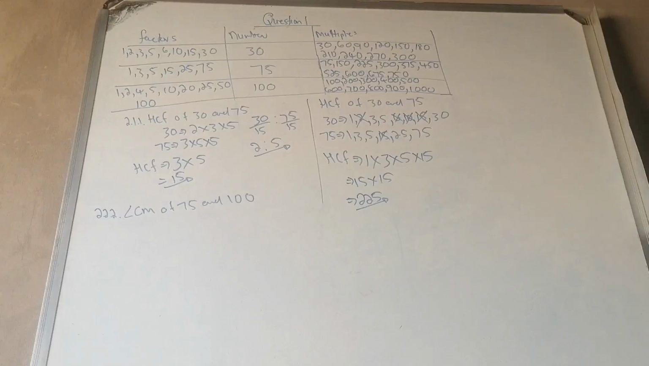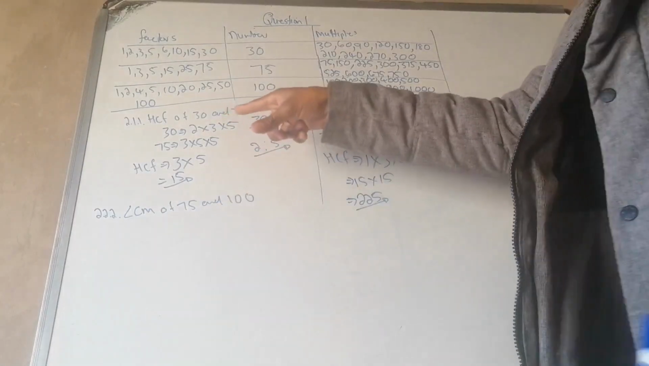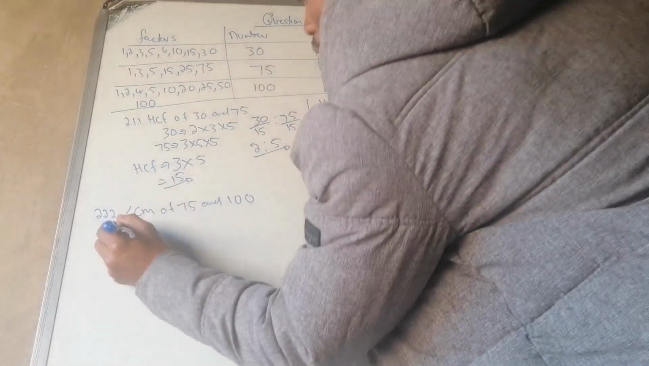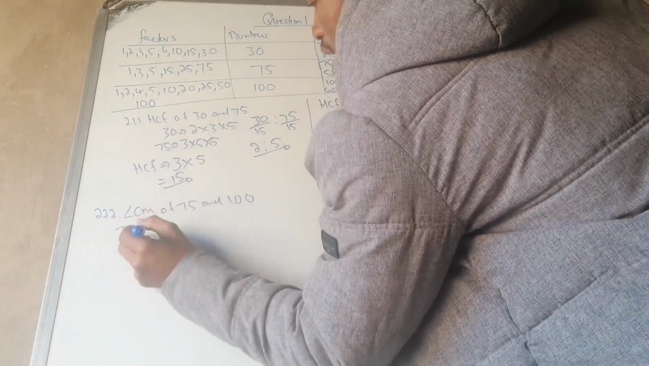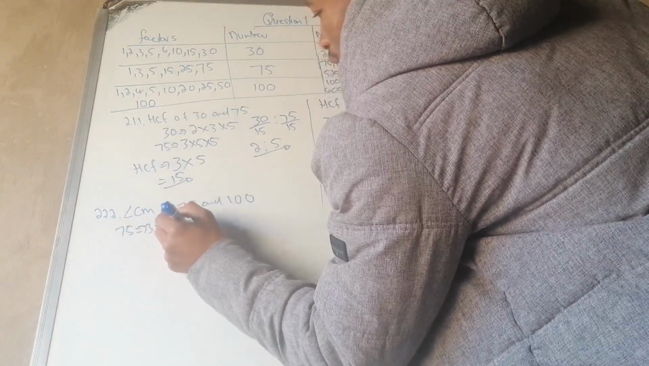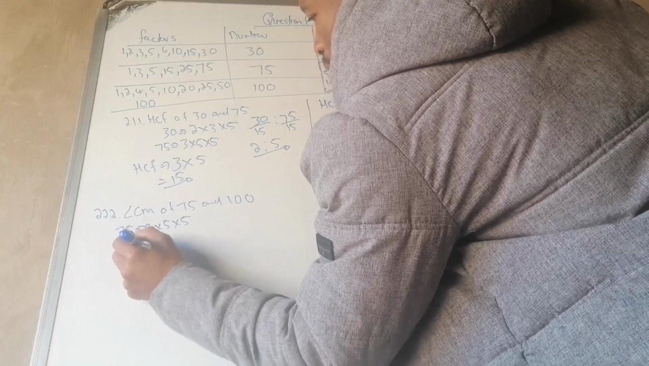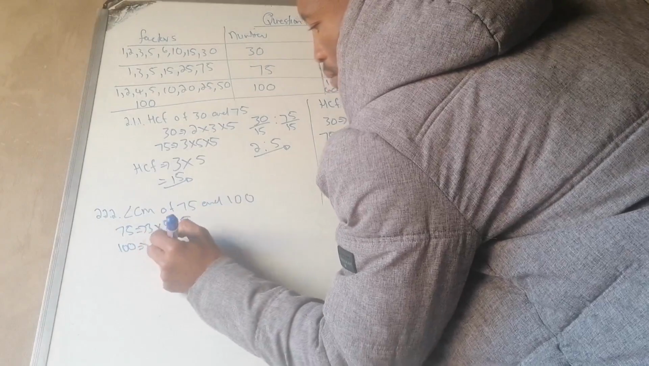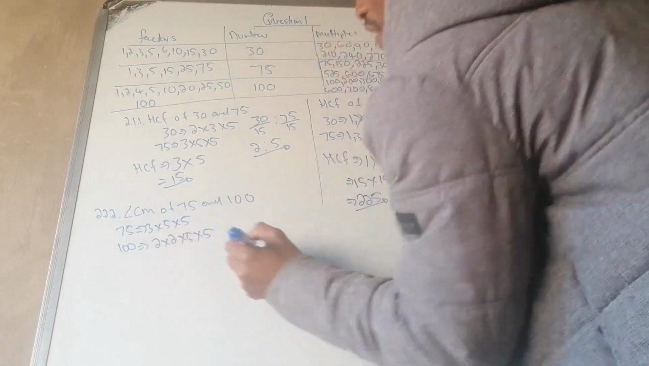Now, without even looking at the table, we write 75 as a product of its prime factors. Already we take 3 times 5 times 5. And 100 is 2 to the power of 2 multiplied by 5 to the power of 2, which is 2 times 2, 5 times 5.